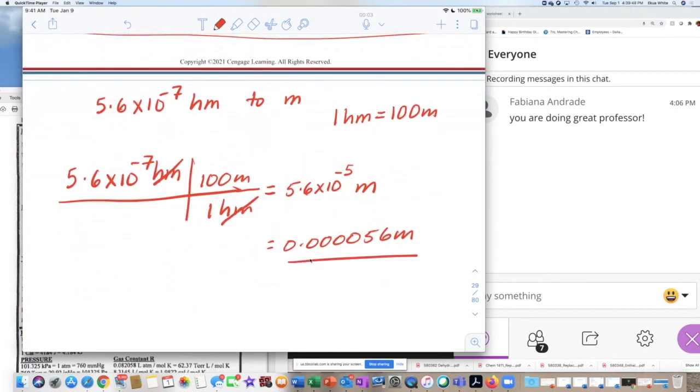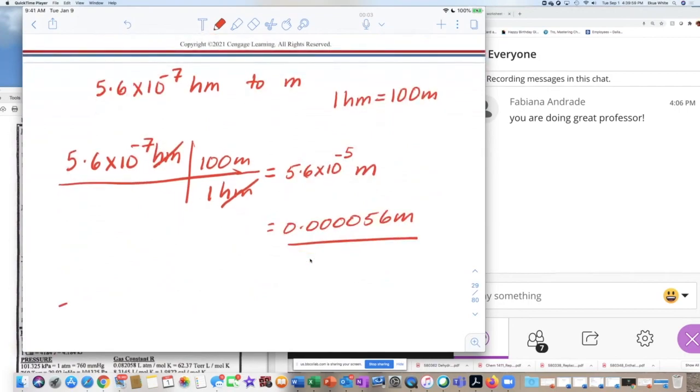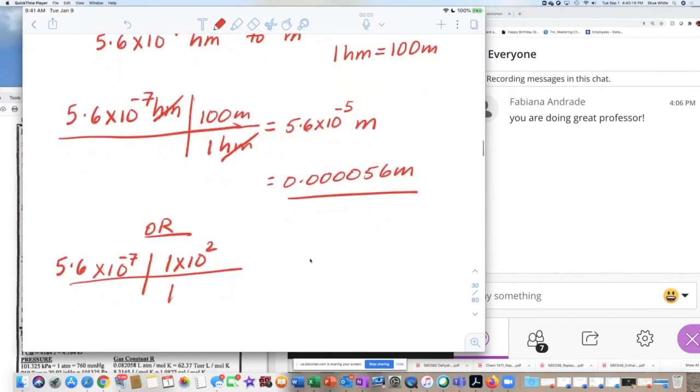If you have a longer method where you're more comfortable, go ahead and use that. That works too. So mathematically, I'm going to show you another way. 5.6 times 10 power negative 7, in scientific form, and then you multiply this by, let's say, 1 times 10 power 2 over 1 hectometer, that works too, right?